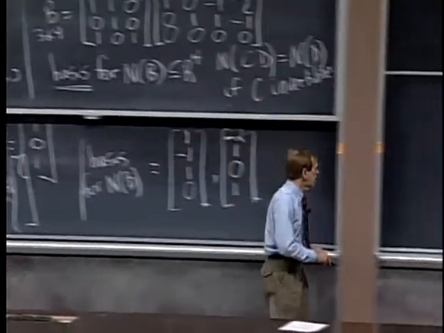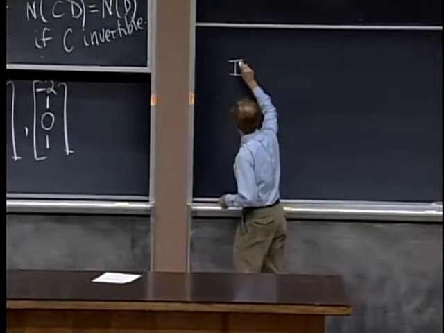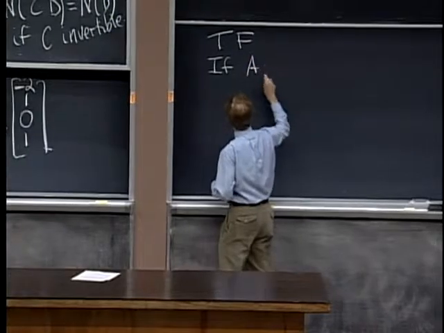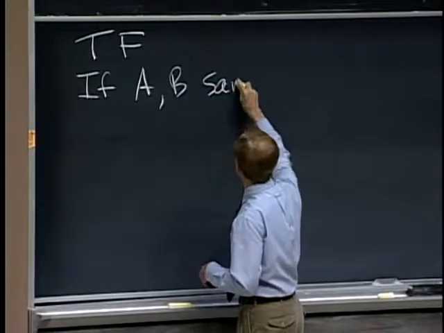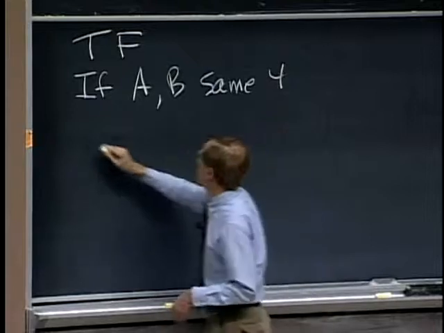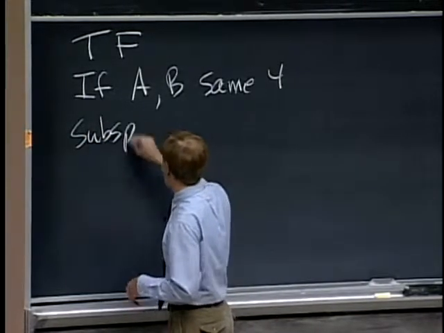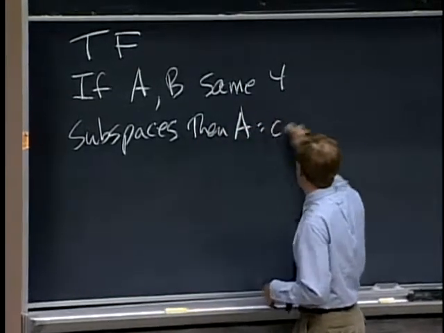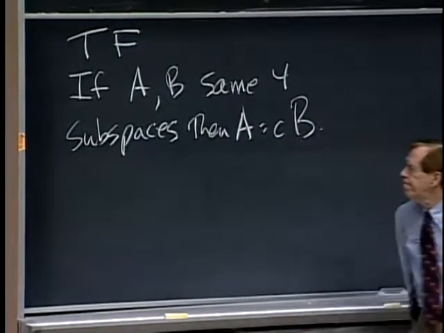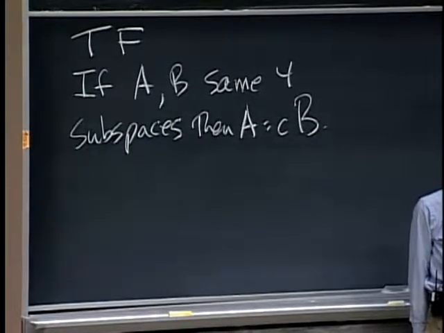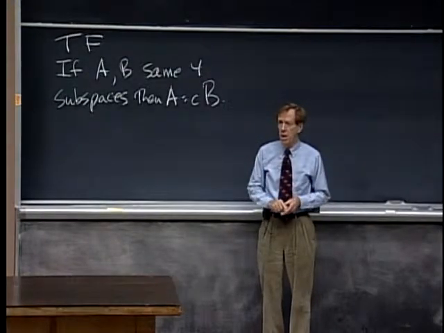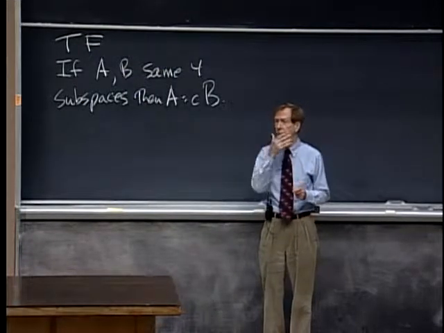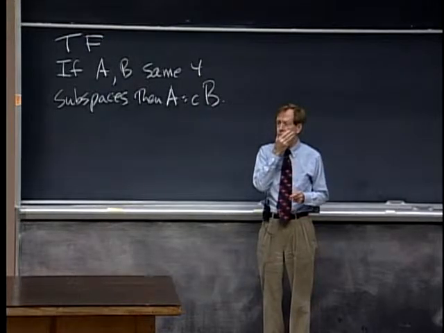Let me repeat the question. True or false? If A and B have the same four subspaces, then A is some multiple of B. True or false? How do you feel about it at this instant? Got quite a few trues, so I'll take a poll. How many think true?